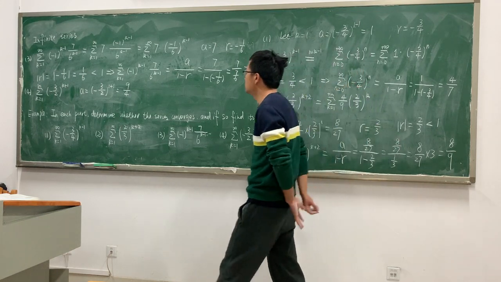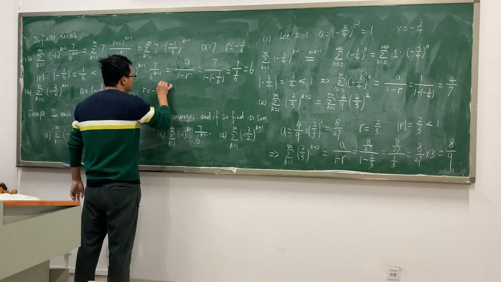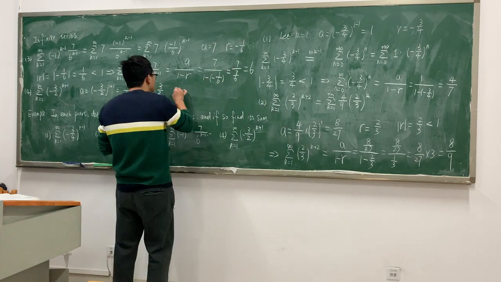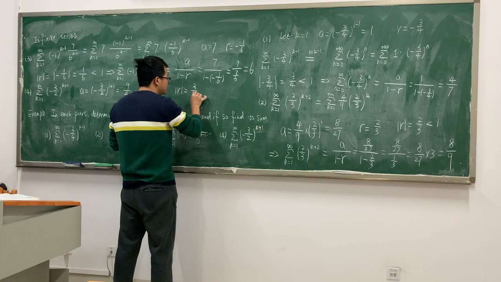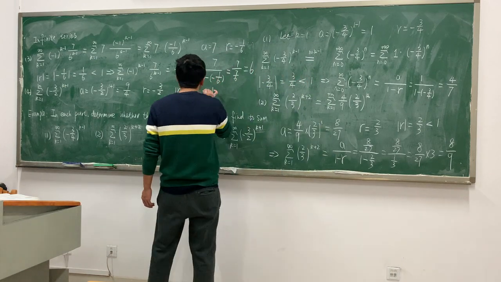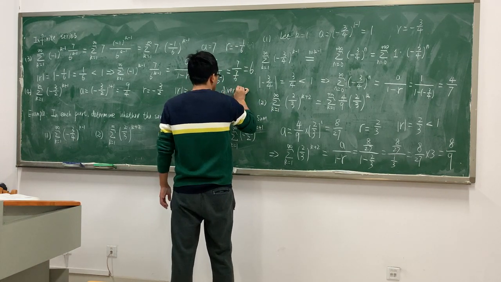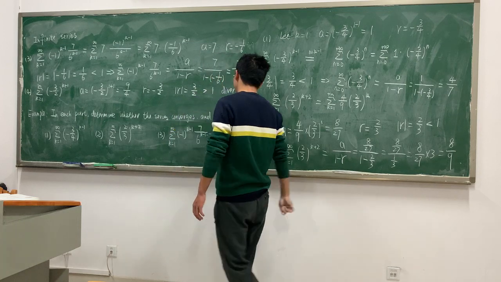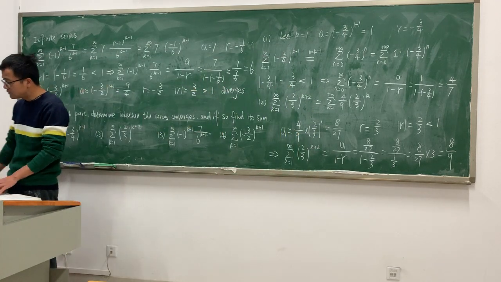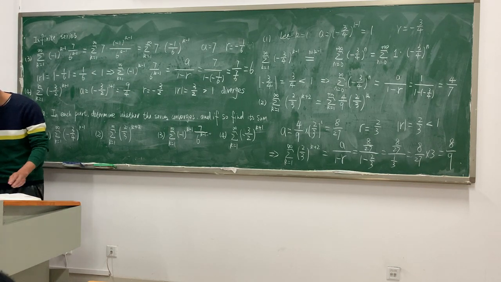So R is what? R is this term, so it's minus 3 by 2. The absolute value of R is 3 by 2. Is 3 by 2 greater than 1 or less than 1? Greater than 1. So this series diverges. So number 4 diverges. So this is the first kind of series, the geometric series.